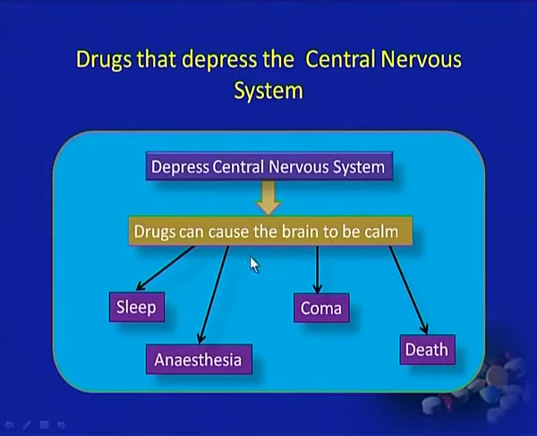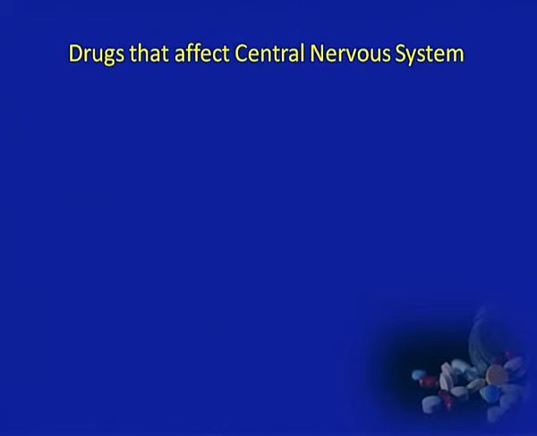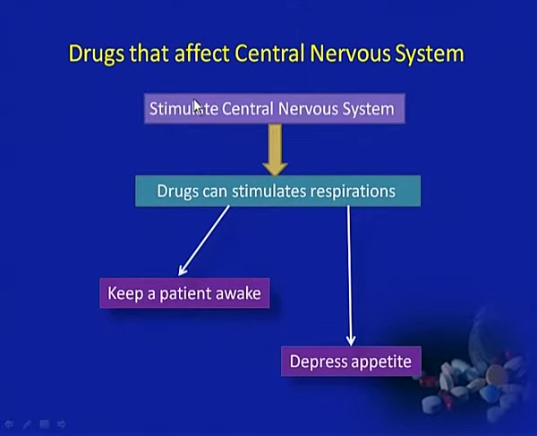Let's discuss some drugs that depress the central nervous system. Depressing the central nervous system means drugs can cause the brain to be calm. Sleep is the effect, as is anesthesia, and in overdose it can cause coma and death. Another kind of drugs can stimulate the central nervous system. It means drugs can stimulate respirations. They can keep a patient awake but the overdose can depress appetite.